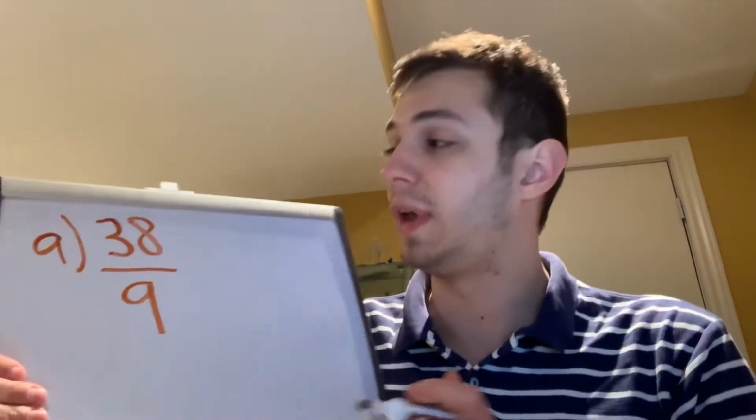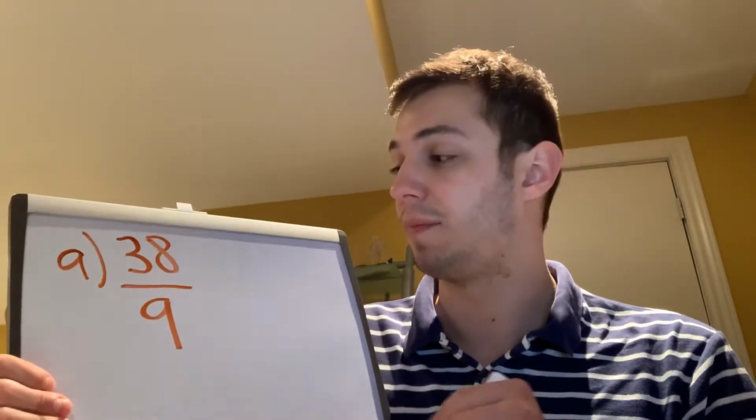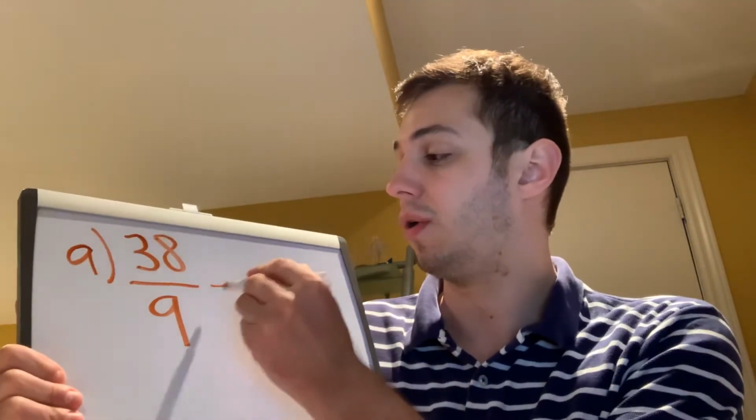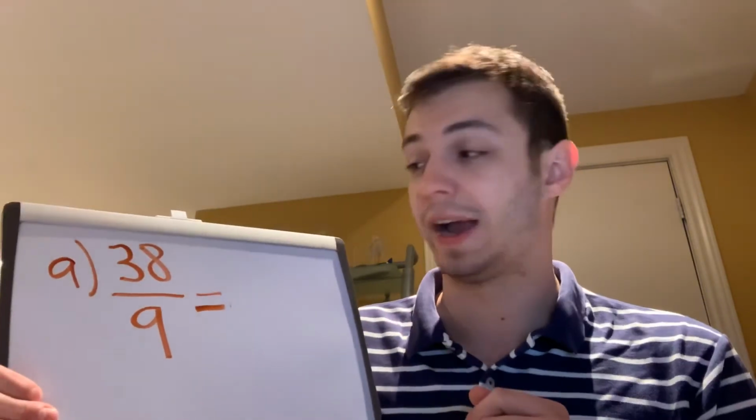So let's get started. For part 1, you're going to write complete equations that show the mixed number each fraction equals. So for problem number A, we have 38 ninths, or the fraction 38 divided by 9. So what we have to do is change this into a mixed number. That means we have to make this equal a whole number plus a fraction.